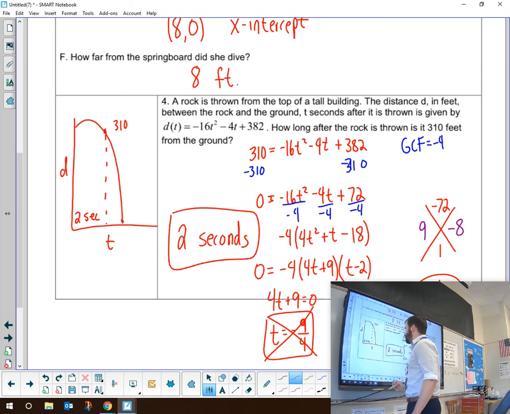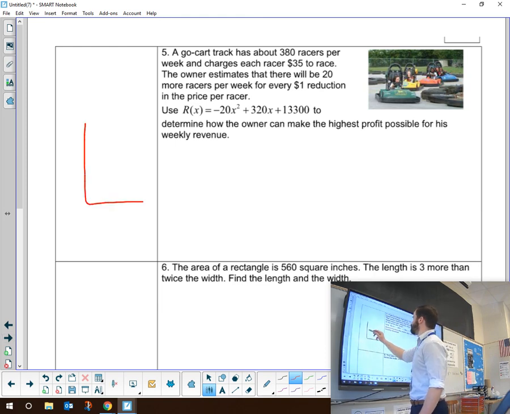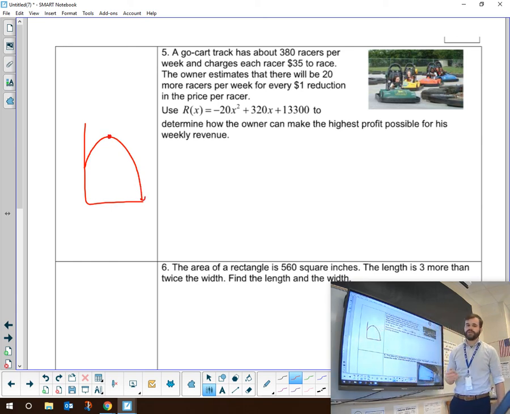Okay? All right, so that's the easiest way to find my t for time. Let's turn the page. Let's do our next one. Number 5. A go-kart track has about 380 racers per week and charges each racer $35. In other words, here's my equation. We're trying to figure out how he can make the most profits. So he starts making quite a bit of profits, but we want to find what the absolute maximum profits he can make is. So to do that, we need to find the vertex.